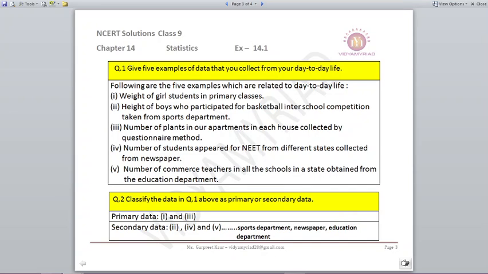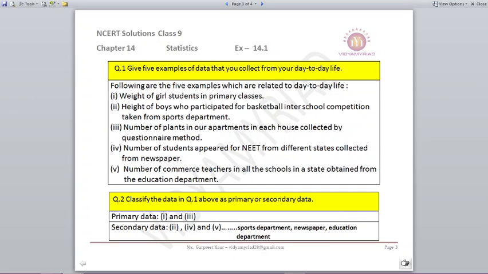Question number 2 is based on question number 1. We have to now differentiate between which one is primary data and which one is secondary data. The meaning of primary and secondary I have already explained, so we will work it out as under. Number 1, weight of the girl students in primary classes. It will be your first hand information. So this is a primary data.